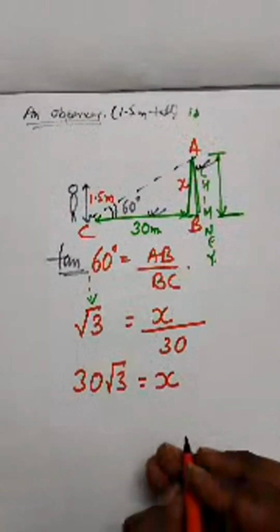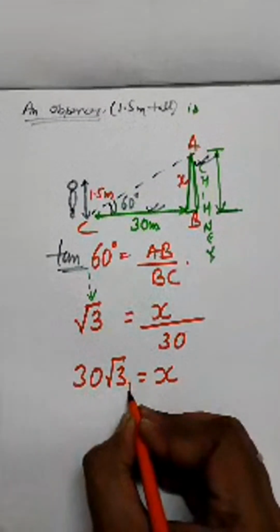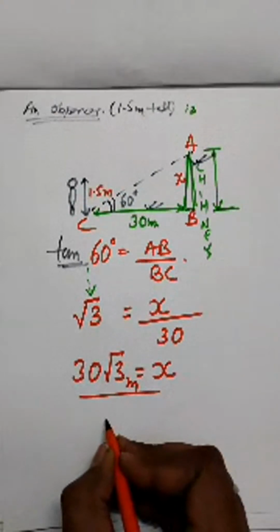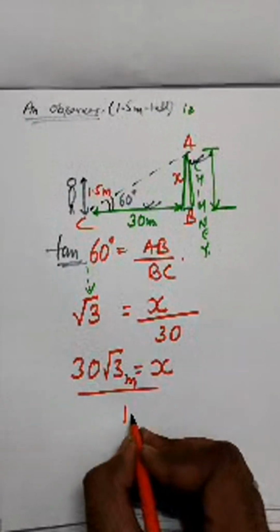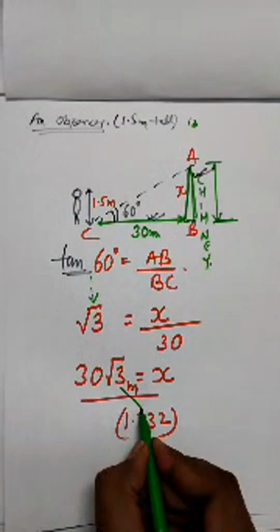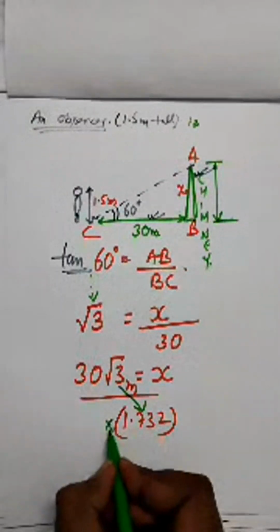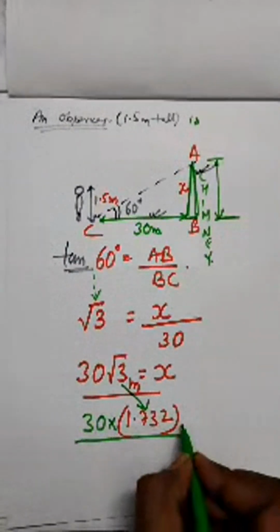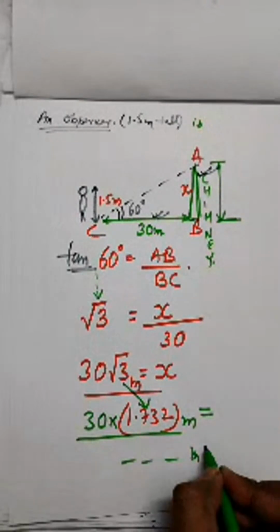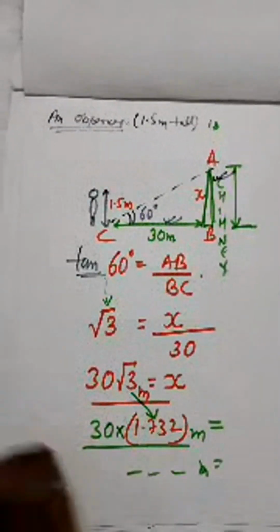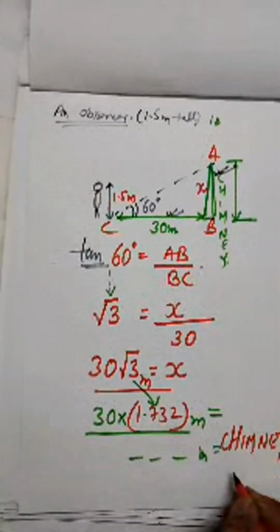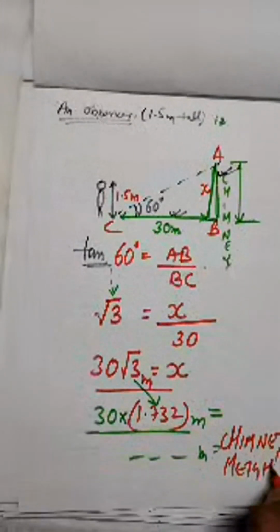30 root 3 meter is the height of chimney, and we know the value of root 3 as 1.732. So put the value of root 3 as 1.732 and multiply it by 30. Whatever meter you get, that is the height of chimney. So we can say that this is the chimney height, right?